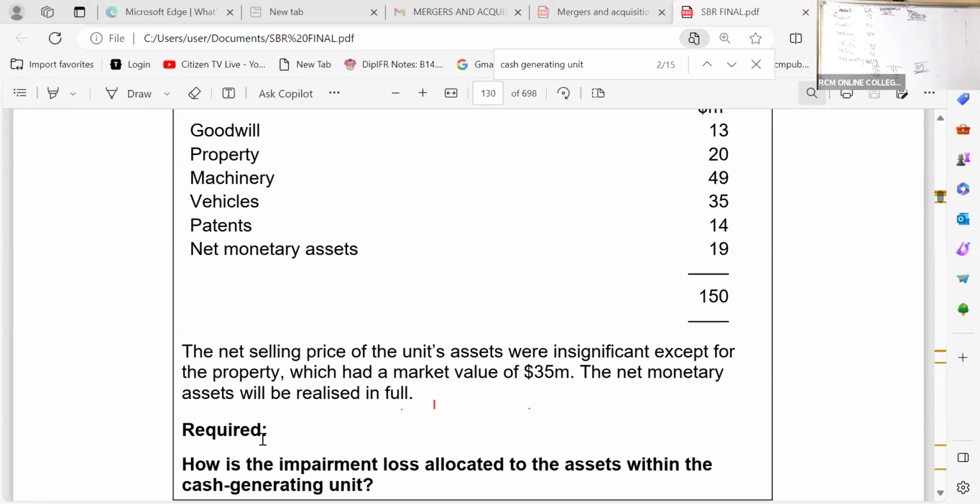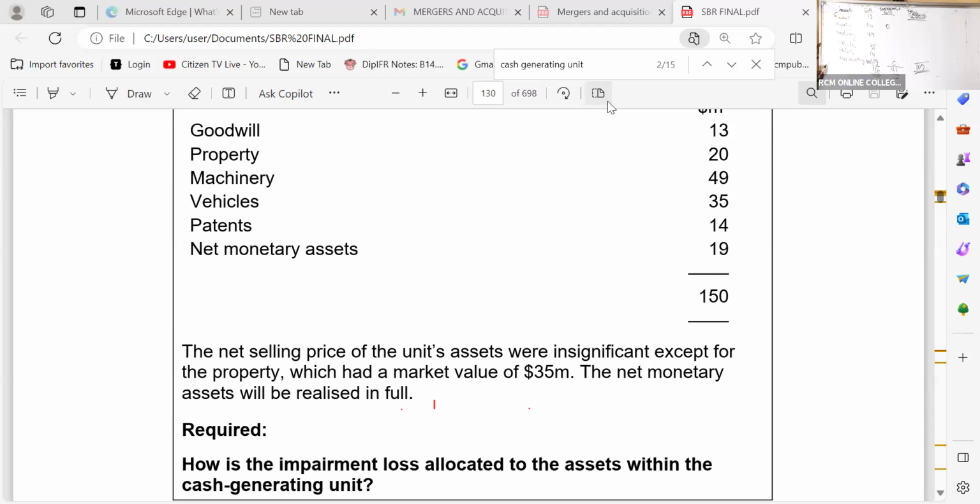So we have net monetary assets. Bank balance, of course, will never be impaired. And then we have this crazily bright guy who has already identified that property has not been impaired at all. Great. So in this case, ladies and gentlemen, net monetary assets are not impaired at all. Also, property is not impaired at all.